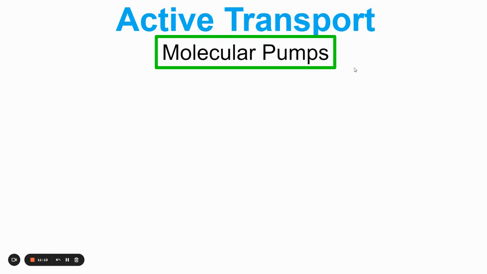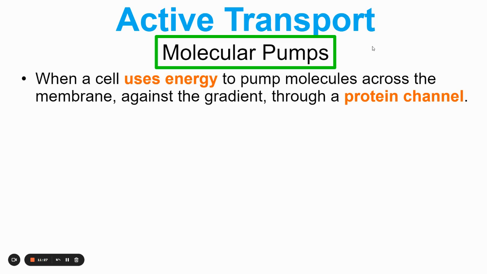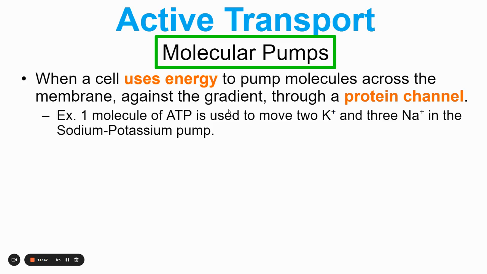All right, so now we're going to switch away from all of those processes that happen passively and talk about that other situation where we're going against a gradient. So we're trying to get the water back up the mountain of the river from where the river flowed down. So a cell is going to use energy to do this, and it's going to be pumping molecules across a membrane. So it's going to be using energy to get against this gradient, and most of the time it uses a protein channel. We're going to talk about an exception in a little bit.